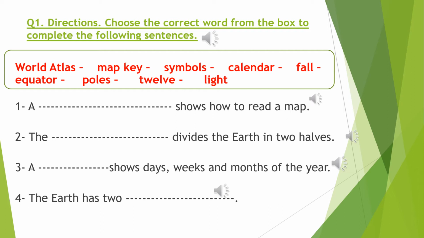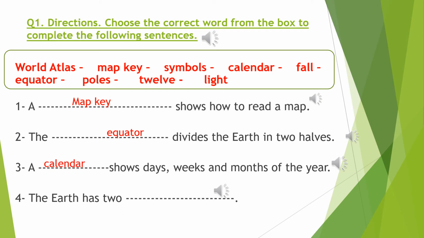Okay, number 1, a space shows how to read a map. Yes, it's a map key. Number 2, the space divides the earth into halves. Excellent. The equator. Number 3, a space shows days, weeks, and months of the year. Excellent. A calendar.